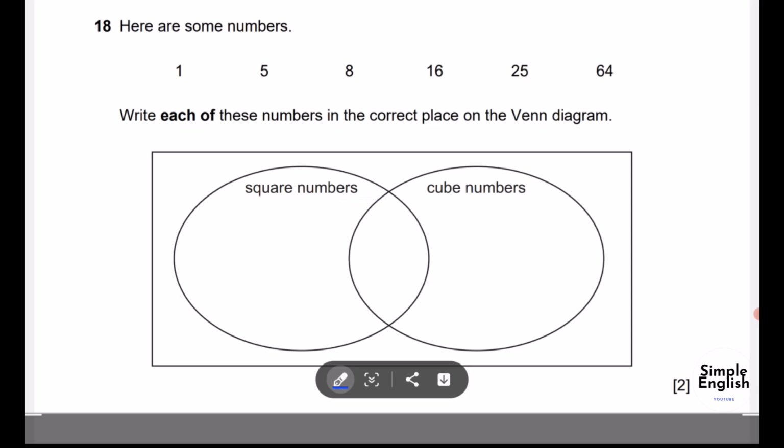Okay, now let's find the square numbers. How many square numbers do we have? This is a square number, right? This is a square number, this is a square number, and 64 is a square number too. So we have 1, 2, 3, 4. How about cube numbers? 1 is a cube number too, right? That's why we write 1. 8 is a cube number, right? It means 2 cubed. 64 is a cube number too, right? We have 4 cubed.